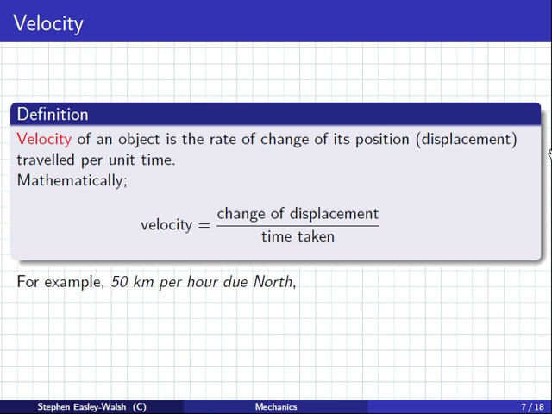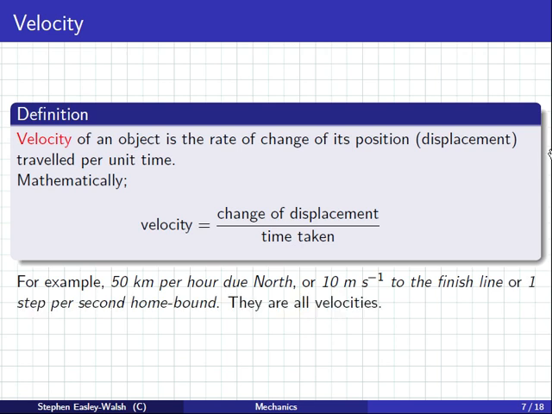So, for example, 50 kilometers per hour due north, or 10 meters per second to the finish line, or 1 step per second to my homebound, they're all velocities.